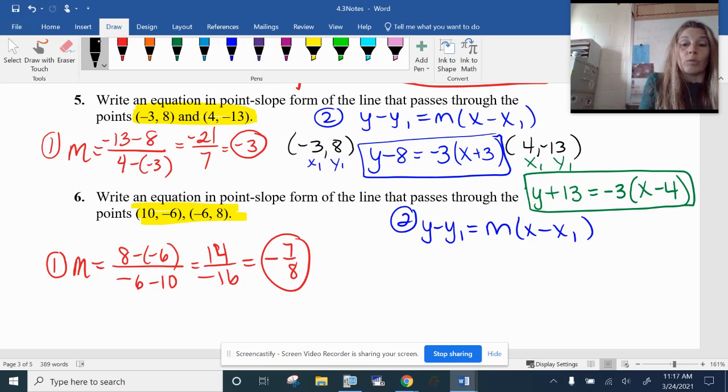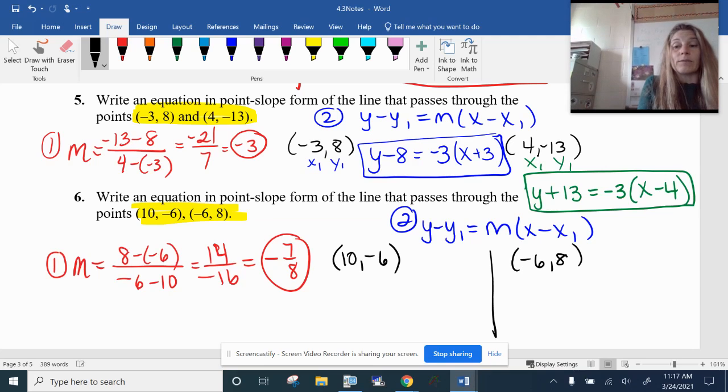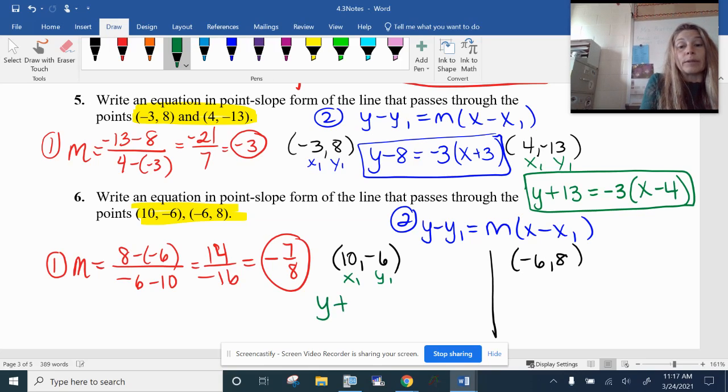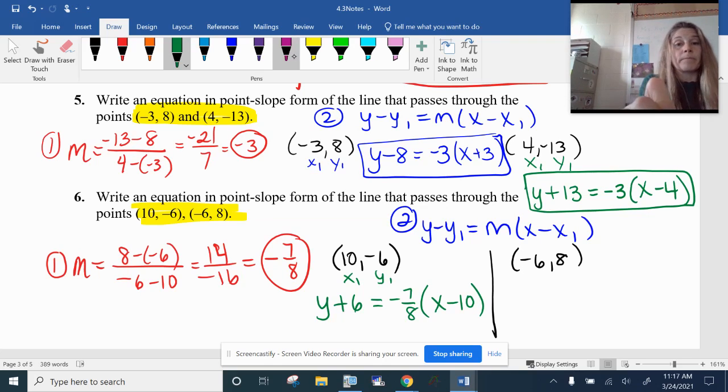But as we know, we have 2 options for that, right? So we could use the first point, which is 10, negative 6, or we could use the other point, which is negative 6, 8, and either one would be correct. So if I do my first one, I'm going to have y plus 6, because I'm going to subtract that negative 6, which will simplify to a positive, equals my slope of negative 7/8, and then x minus 10.